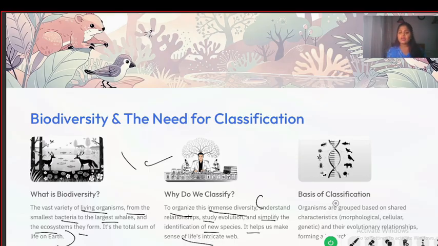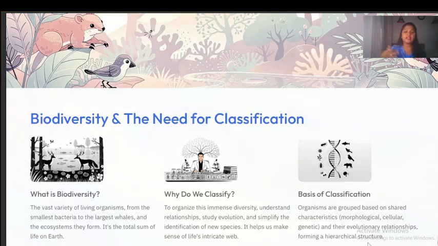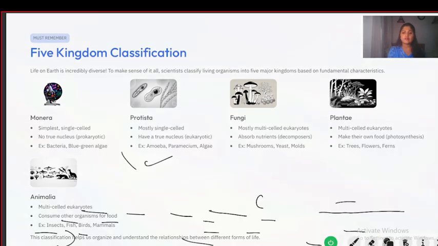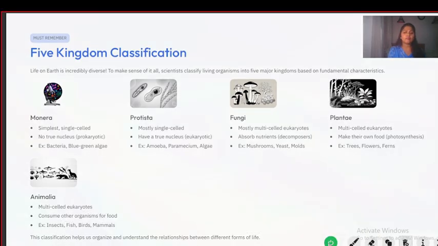Okay, now what are the bases of classification? Organisms are grouped based on shared characteristics: morphological, cellular, their evolutionary relationship, and even hierarchical structures. So based upon that the divisions are done. Okay, so these organisms are classified into 5 major kingdoms. What are they? Monera, Protista, fungi, plantae, animalia.